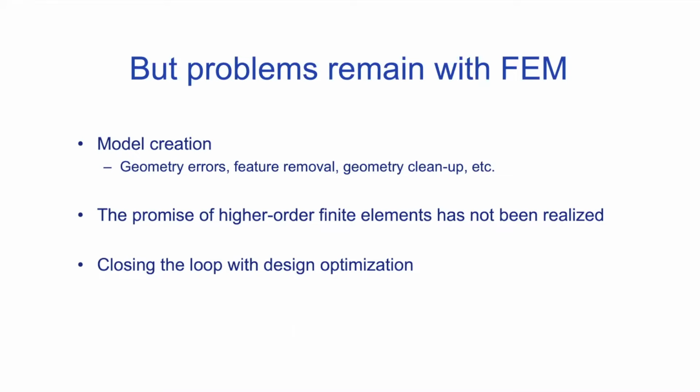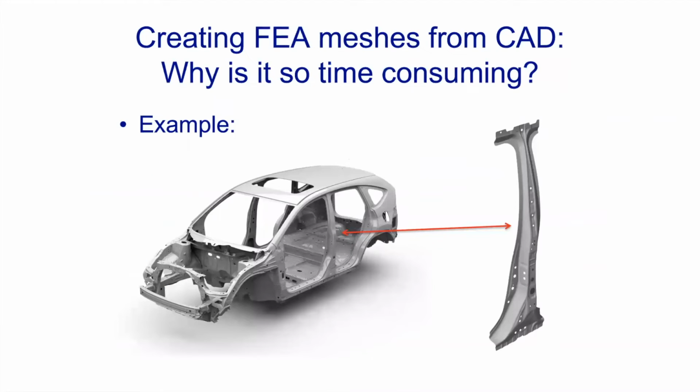Also, closing the loop with design optimization. You develop a finite element model, it has no connection to the geometry that was its underpinning, namely, say, the CAD geometry. So if you want to optimize the design, you have to go back to CAD. There's no connection anymore. So everything has to be translated essentially in some manual way. So that's another problem. So why is it so complicated to develop finite element meshes from CAD?